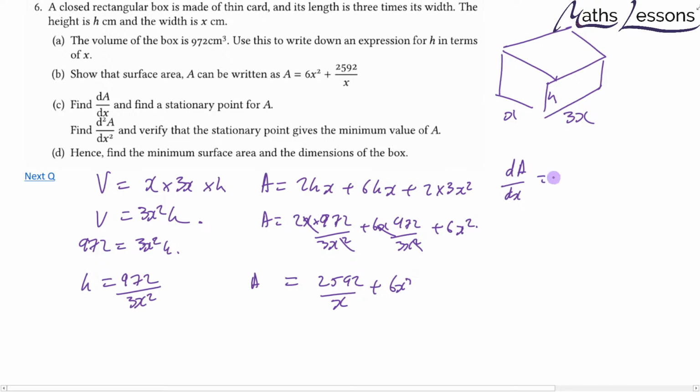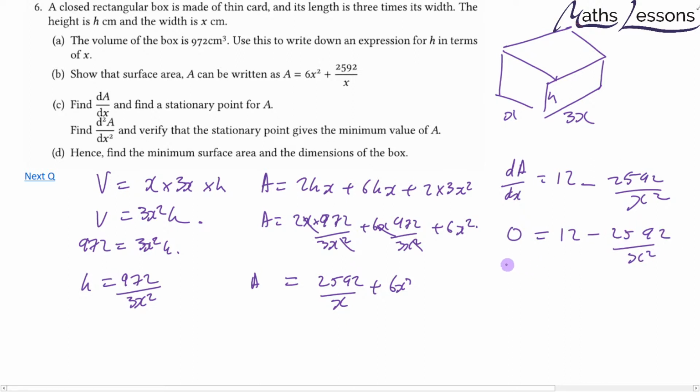I'm going to get 12x. And then I'm going to get a minus 1 coming from the power of this, because it's 2592 times x to the minus 1. So we're going to get minus 2592. And we're going to take 1 off that power, so it'll be x to the minus 2. So it's over x squared. Now we want to find the stationary point, so that must be equal to 0.